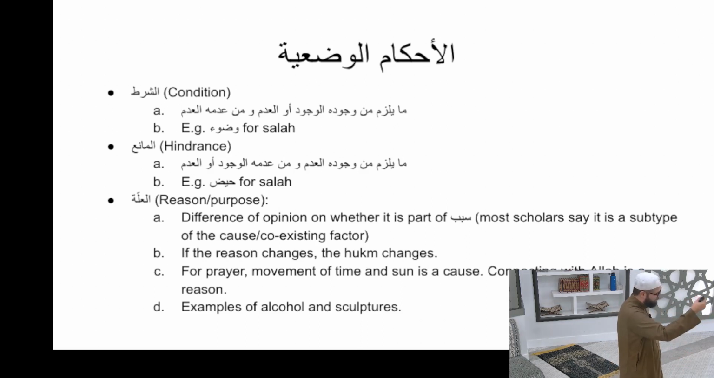As I gave this example last week, I'm going to use it a couple of times so you understand kind of how it works. There is no illah for it. But there's illah for other stuff. So difference of opinion, let me quickly go on whether it's a part of sabab. Many scholars say it's a subtype of the cause or coexisting factor. I don't agree at all. I think it's very separate, and it's very important to have that separation.